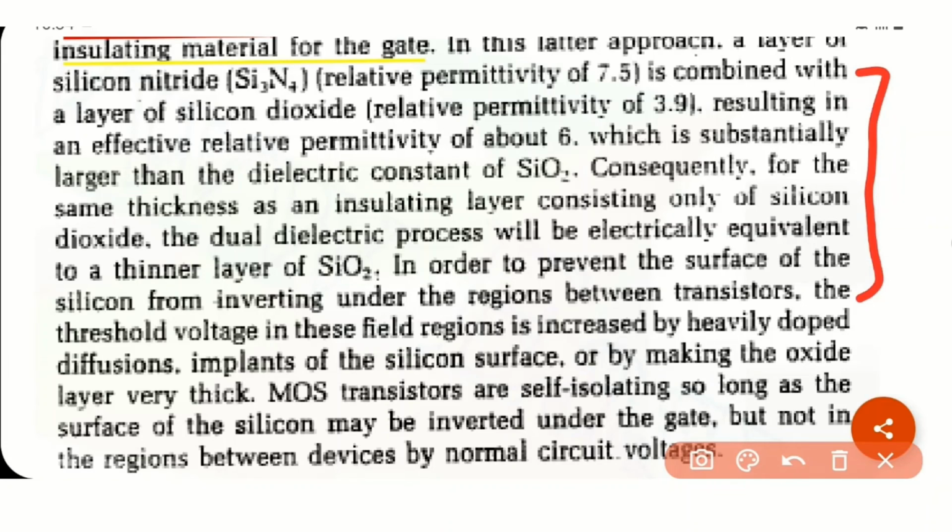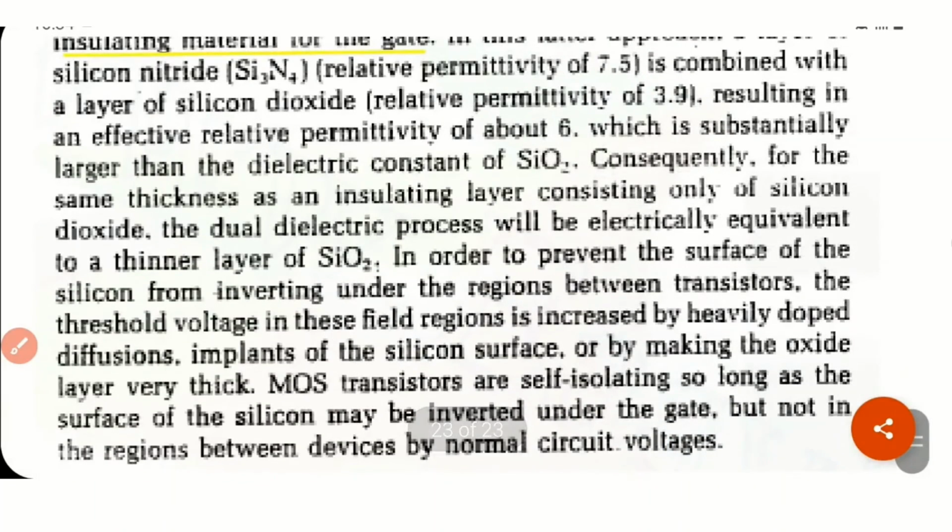Clear? So in order to prevent the surface of the silicon from inverting under the regions between the transistors, the threshold voltage in these field regions is increased by heavily doped diffusions, implants of the silicon surface, or by making the oxide layer very, very thick. The MOS transistors are self-isolating so long as the surface of silicon may be inverted under the gate, but not in the regions between the devices at normal circuit voltages.